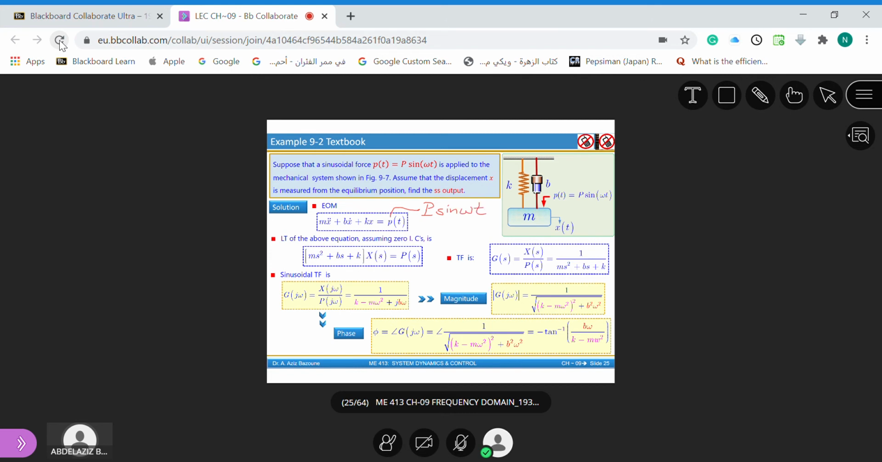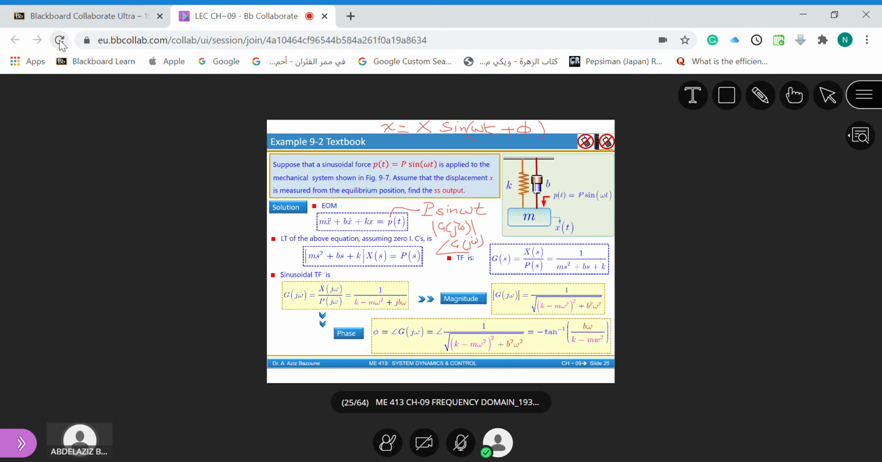All we have to do is to find what will be G(j omega), the magnitude. P is known, and we need to find the phase angle, which is the phase made by G(j omega). The expression will be the same. X will be capital X sine omega t plus phi. This will be your sinusoidal or the steady state response.